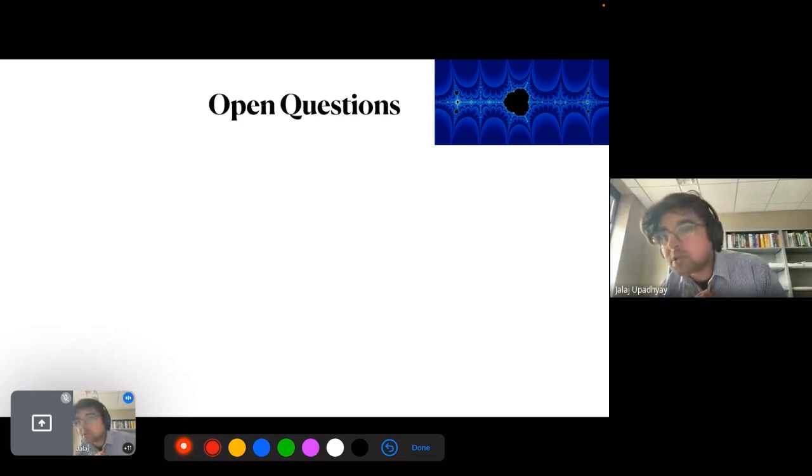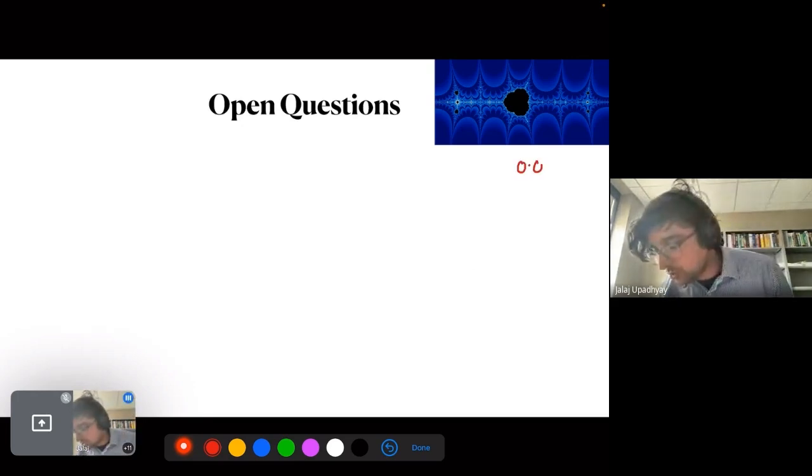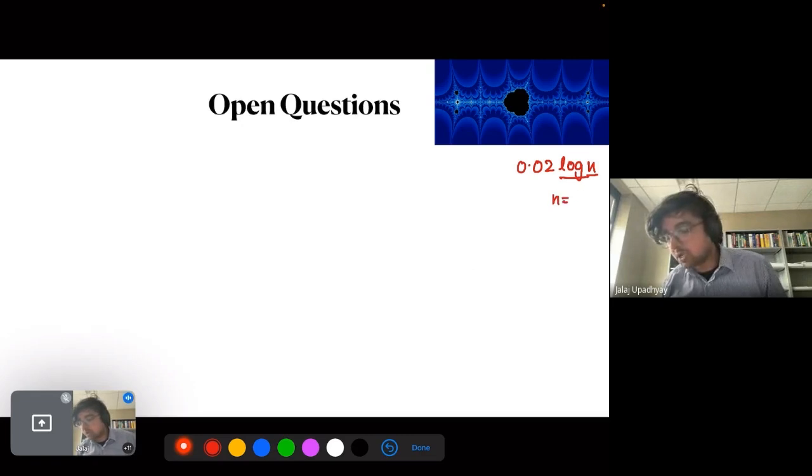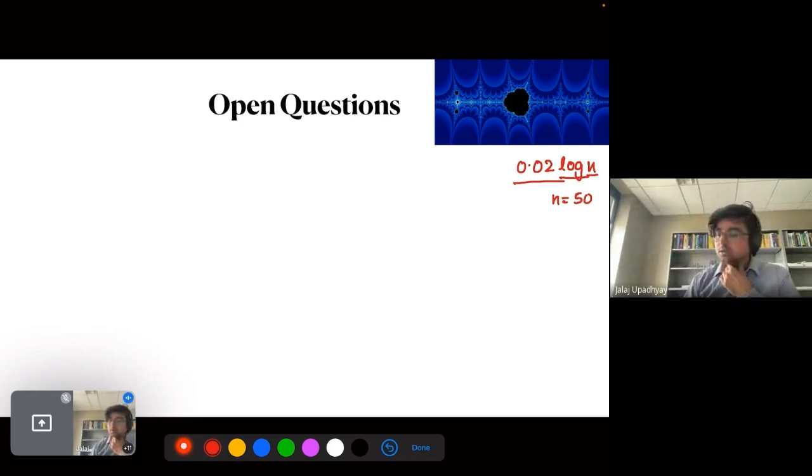I might have made a mistake. The square is 0.02 log of n, I think. Sorry, that was my bad. So it is 0.02 log of n, where n is the length. So I think if n is 50, it is still around order 1 or something like that. Very small. I can give the exact number.